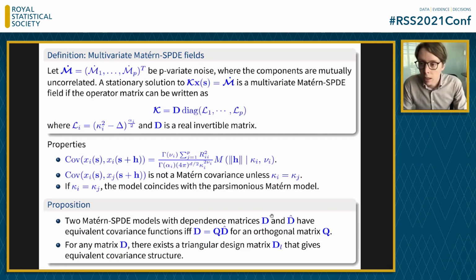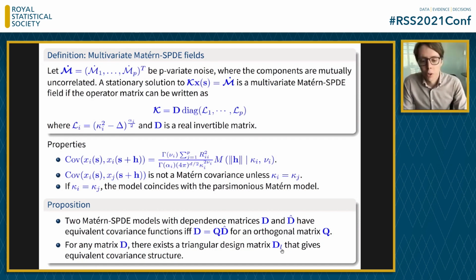Then they will actually give the same covariance function if these matrices are related like this. So if you can write D as some orthogonal matrix times D hat, then they will have the same covariance function. That means that this matrix D is not fully identifiable for Gaussian data, because as you know, the model is uniquely specified by its covariance. And even more, for any matrix D that you start with, you can always find a triangular matrix, which we call DL, that will give the same covariance function.